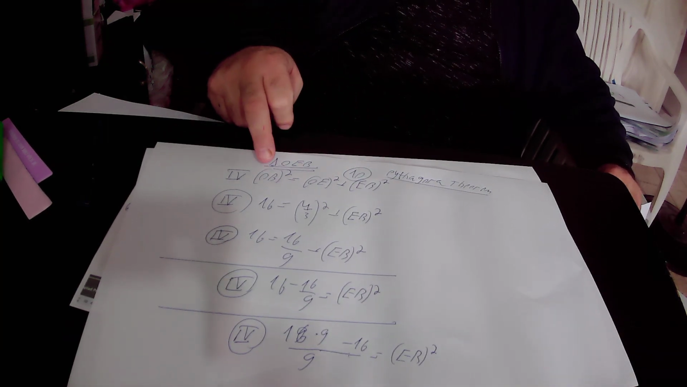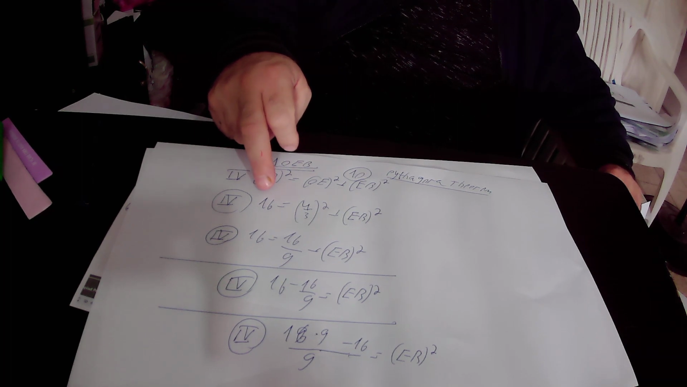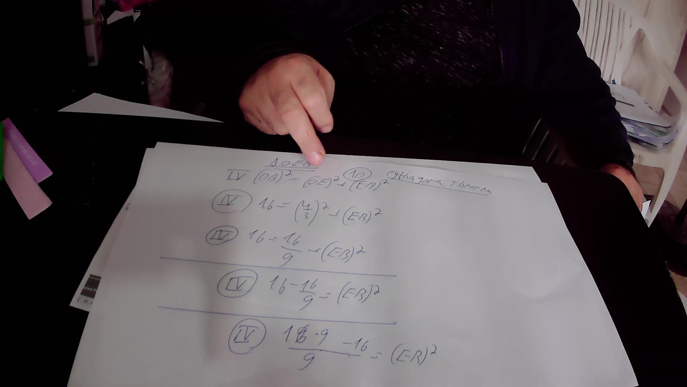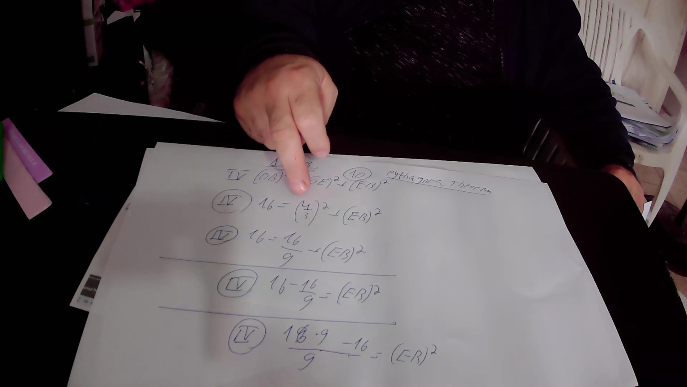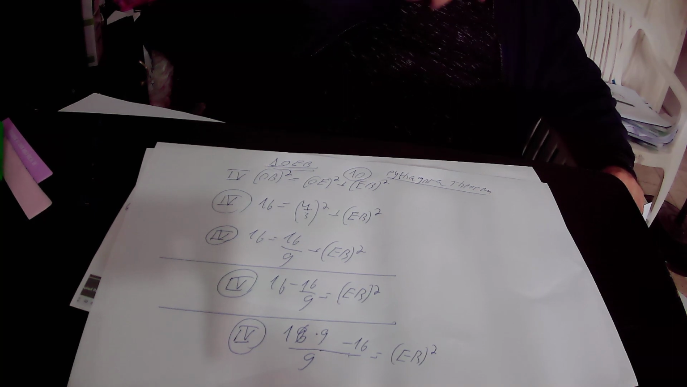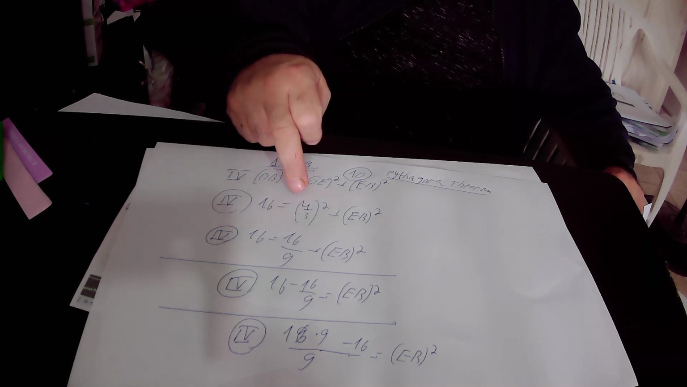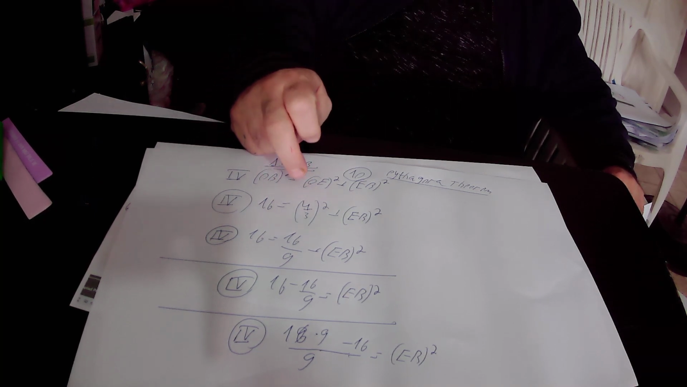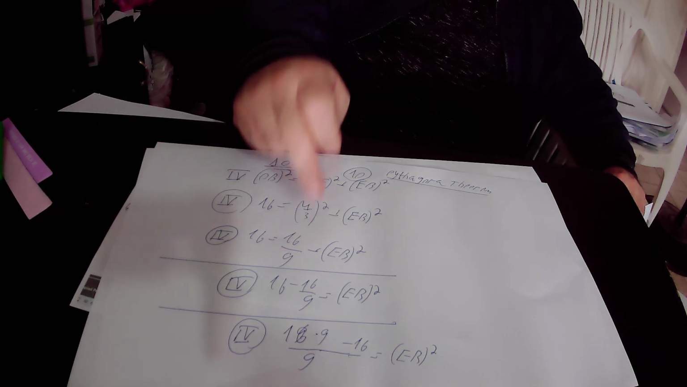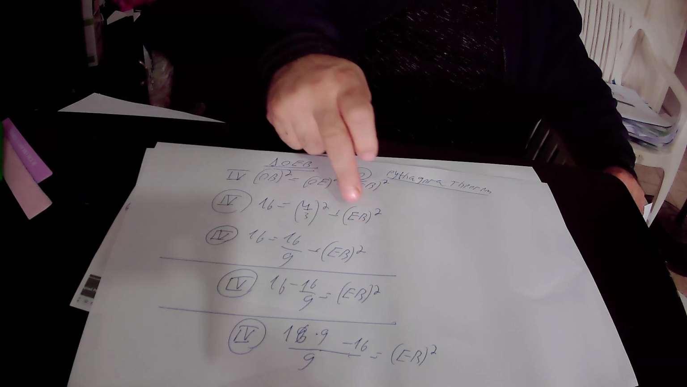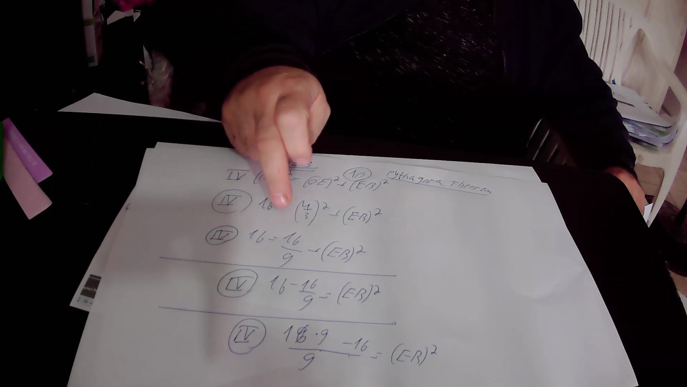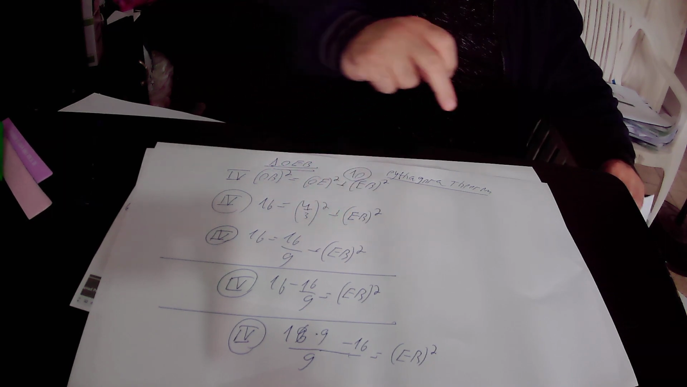OB equals 4 units, so OB squared is 4 squared. 4 squared is 16. OE equals 4 over 3 units, so OE squared will be 4 over 3 squared, which is 16 over 9, plus EB squared. So in total we got that according to equation number 4, 16 equals 16 over 9 plus EB squared.